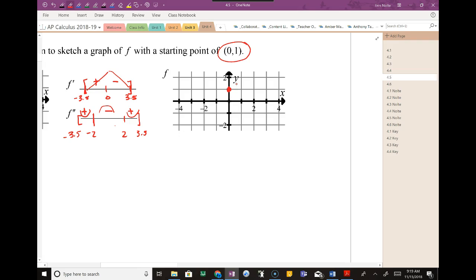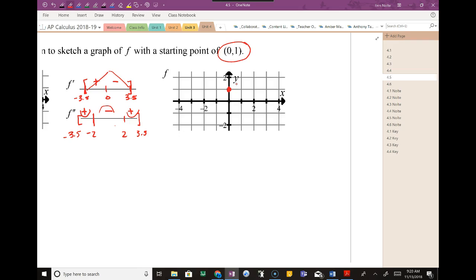Okay, so if I go off of my graph to the left of the max, I know I have a positive slope, but what kind of concavity? Negative. So I have this sad face that goes down until we get to the x value of 2. And I don't know where this y value is, so I can just draw it somewhere.